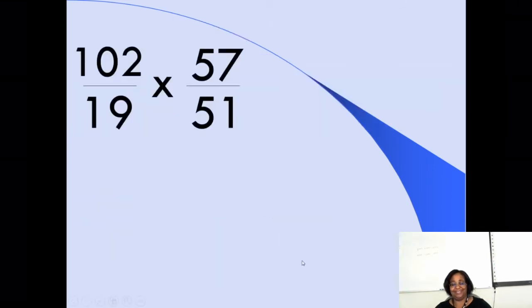Ooh. What should I do here? I know these numbers scare you, but you can cross cancel both of these. Because 19 goes into 57 how many times? 3. And 51 goes into 102 twice. So I didn't make them too bad, right?